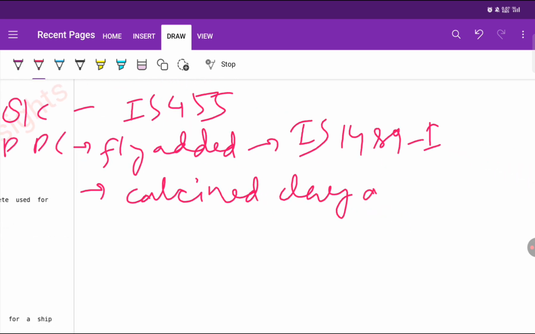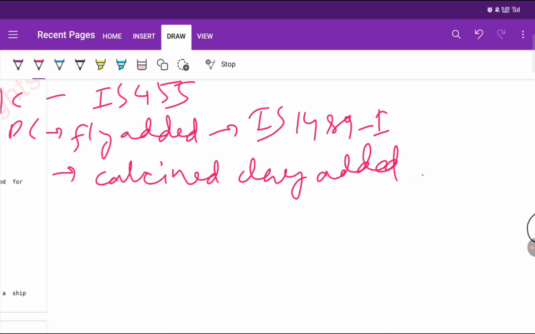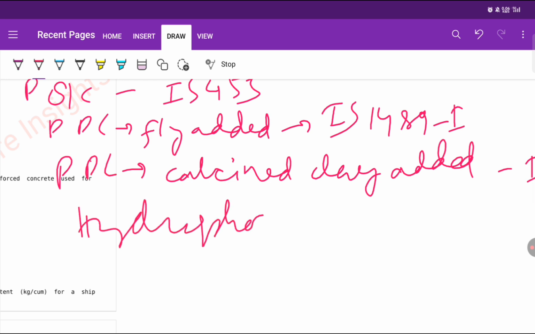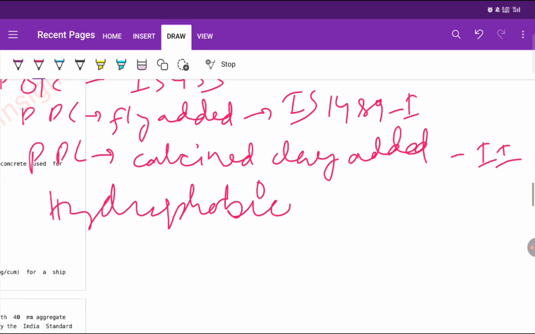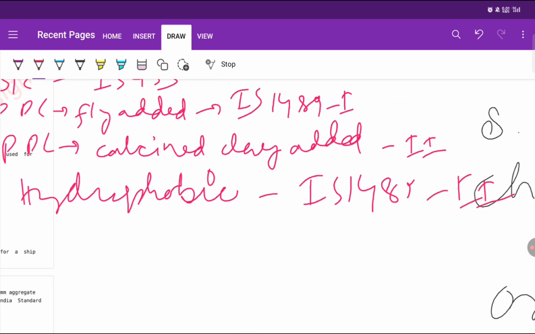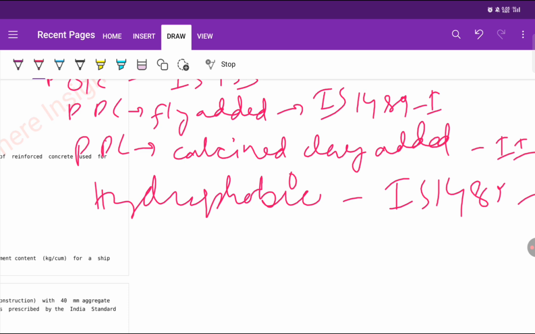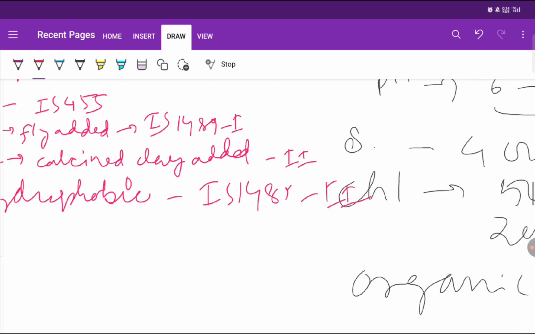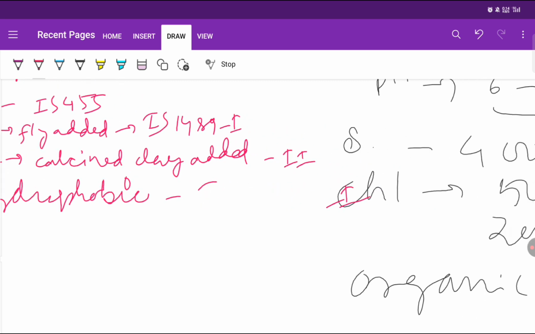Clay added. So this is part 2. Okay, now we'll have hydrophobic cement. Hydrophobic cement, what is the IS code? IS 1489 part 2. So IS 1489 part 2 is PPC, sorry, and these are 8432, I think 8432.